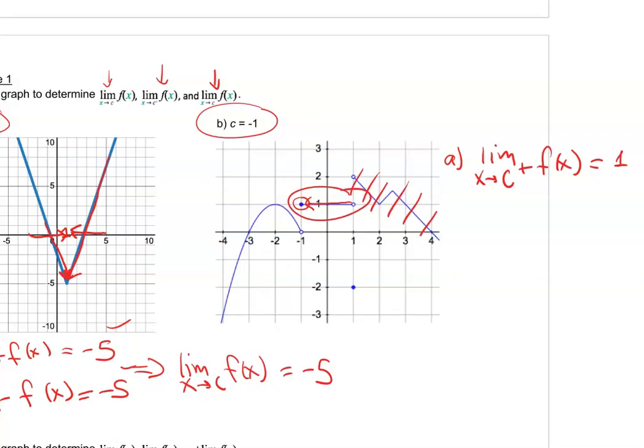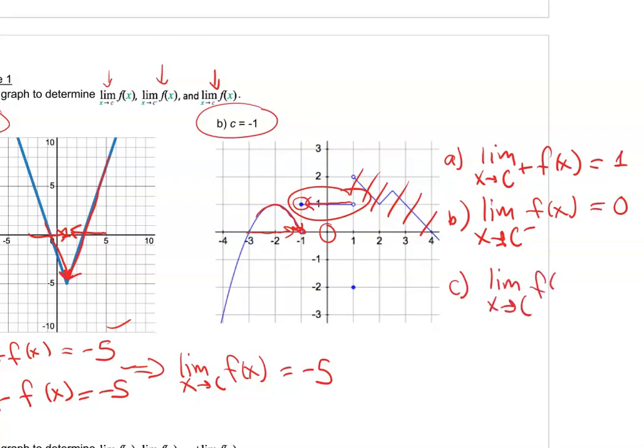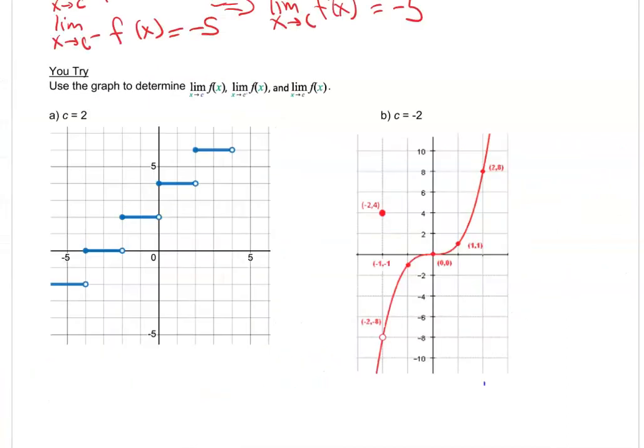This part is. Okay, and then the left-hand limit, that's when we're approaching c from the left, so from values less than c, so we're approaching this way. It looks like the function on that side is approaching the y value of 0. So the right-hand limit is +1, the left-hand limit is 0, and the two-sided limit does not exist because the left-hand limit does not equal the right-hand limit. Go ahead and pause your video here. Give these two examples a try. Come back and check your answer.